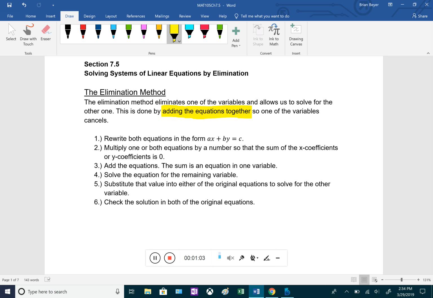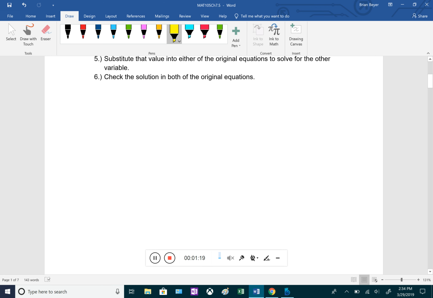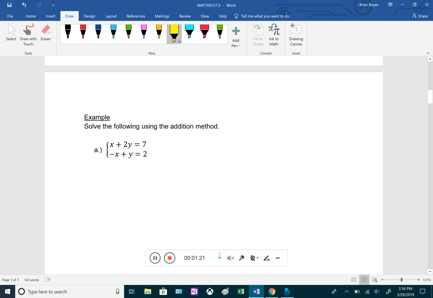Once you do that and you can add them together, we're going to have an equation remaining that has one variable in it. We're going to solve that equation for the remaining variable, and then we're going to substitute that value back into one of the original equations to solve for the other one. So let's do an example here to see what we mean.